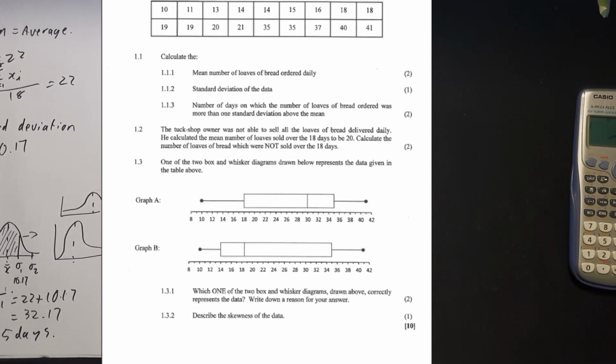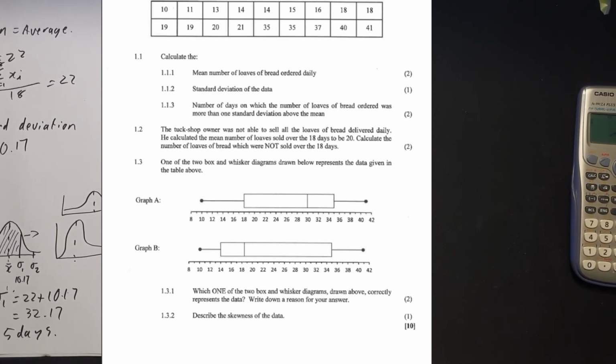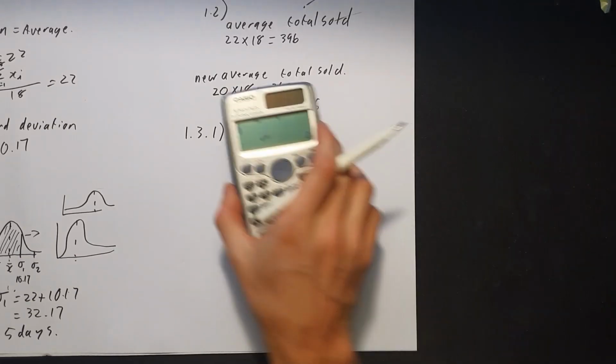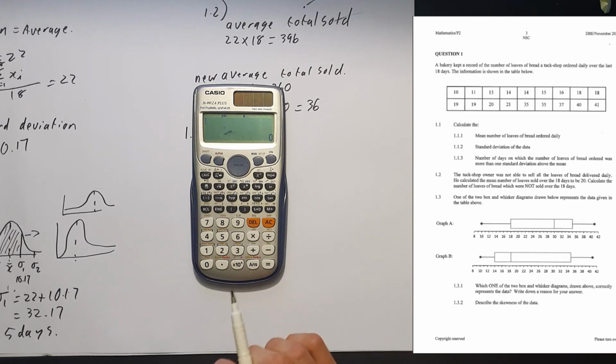Okay, 1.3, they've given you two box and whisker diagrams there, and then it says one of the two box and whisker diagrams drawn below represents the data given in the table above. Okay, 1.3.1 says which one of the following box and whisker diagrams represents the data in the table. Okay, so now what we're going to do is we're going to go back to our calculator.